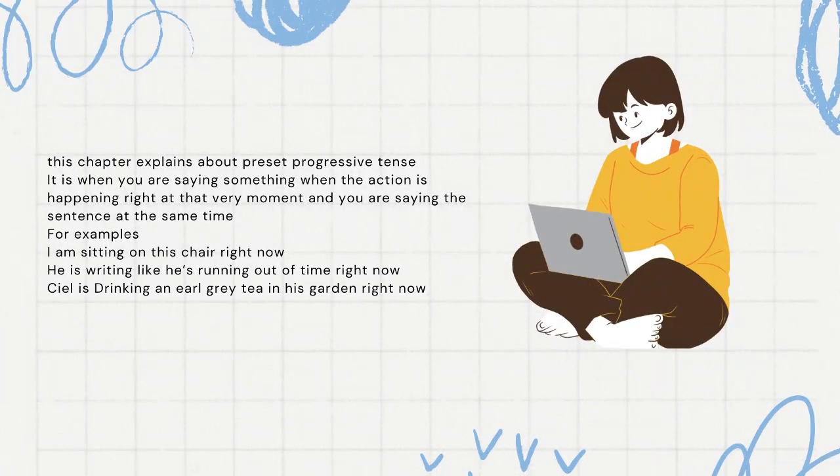Chapter 3, Part 2 of Expressing Present Time. In this chapter, it explains the present progressive tense. It is used when you are saying something while the action is happening right at that very moment, and you are saying the sentence at the same time. For example, I am sitting on this chair right now. He is writing like he is running out of time right now. Cyril is drinking Earl Grey tea in his garden right now.